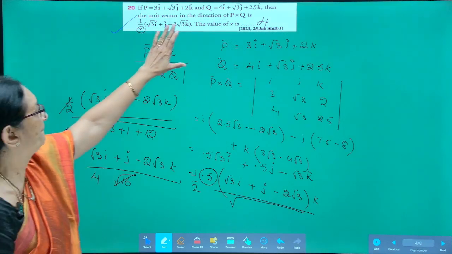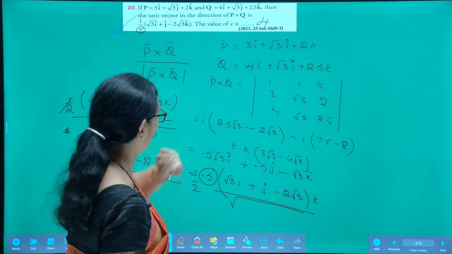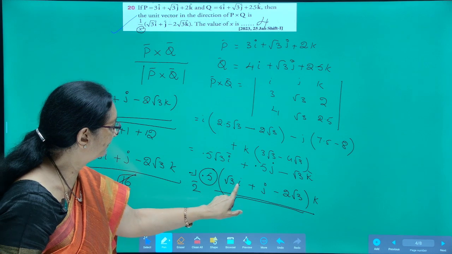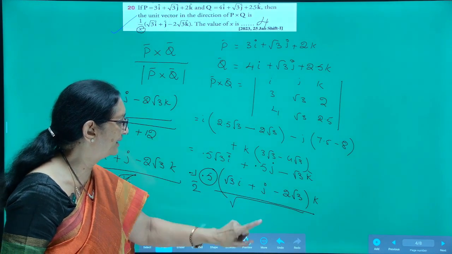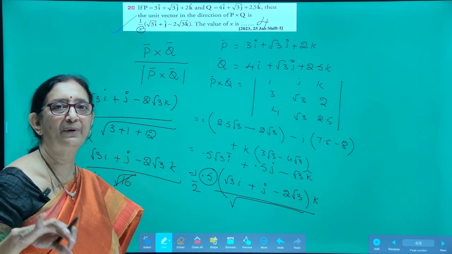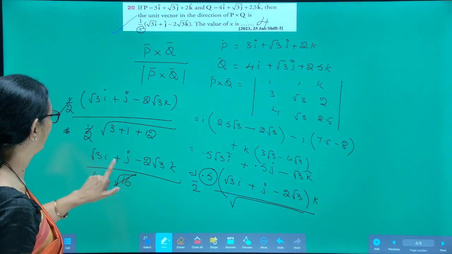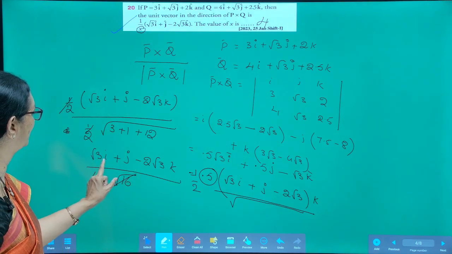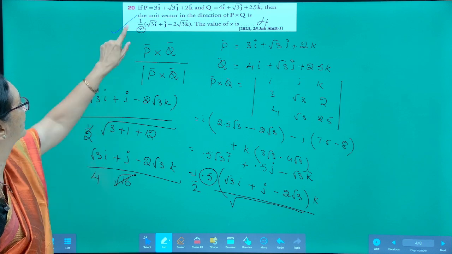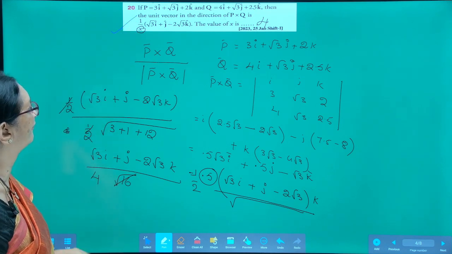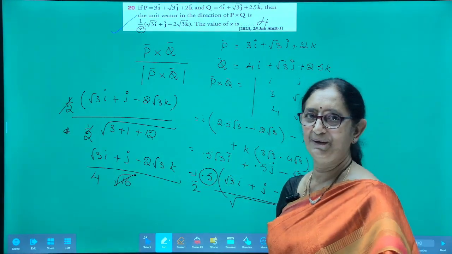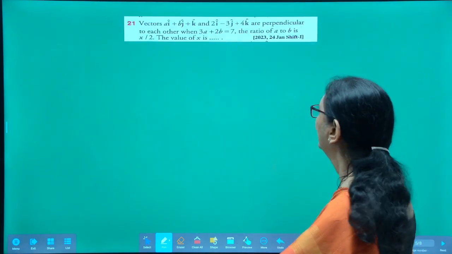So p bar cross q bar is found and it is equal to half into root 3 i plus j minus 2 root 3 k. Its unit vector is obtained by dividing with its magnitude. If you divide this with the magnitude, we got it as root 3 i plus j minus 2 root 3 k by 4. So in place of x you have 4. So the value of x is equal to 4 in that problem. Okay. Now let's look into this.